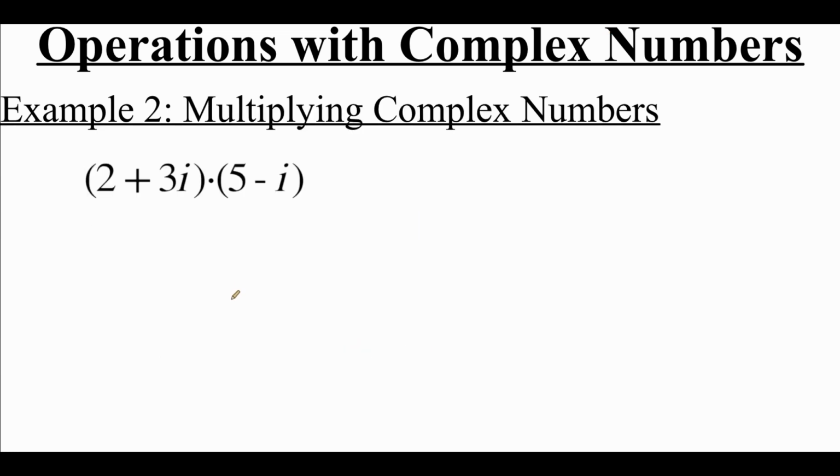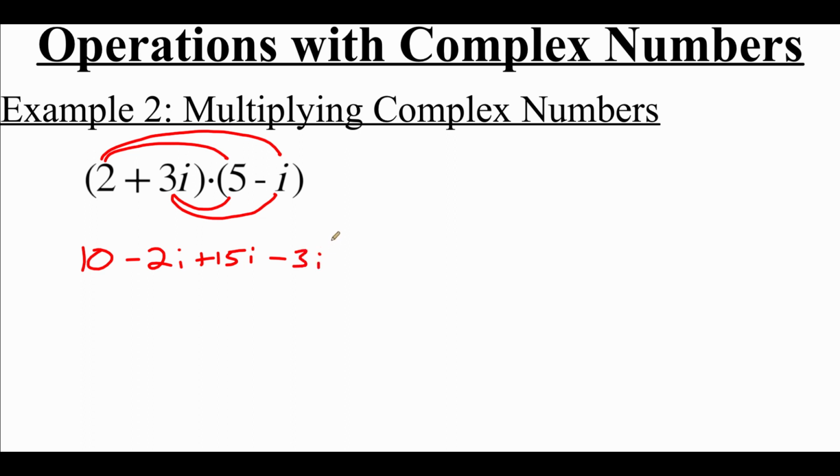Now multiplication maybe gets a little bit more complicated than adding or subtracting, but if we look at what we've got here, 2 plus 3i times 5 minus i. This looks sort of like multiplying some binomials together, so we're going to treat it like that and do some foiling. So the first things we need to multiply together are the 2 and the 5. 2 times 5 is 10. Then we're going to take the 2 and multiply it by our negative i, so we get negative 2i. If we take 3i times 5, we're going to get plus 15i. And then if we take 3i times negative i, we're going to get negative 3i squared.